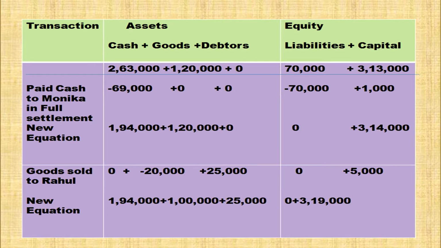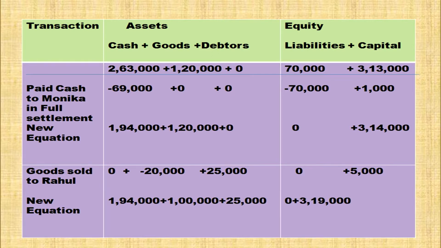There is a profit arising because we have not paid 1,000. So, capital is increased. So, in the capital column, add 1,000. 70,000 minus 69,000 is 1,000. That is added with the capital. And after that, you have to write the new accounting equation with cash 1,94,000, that is 2,63,000 minus 69,000. Cash came to 1,94,000 and goods 1,20,000. Value came to 3,14,000 on the asset side. On the liability side, capital 3,14,000.